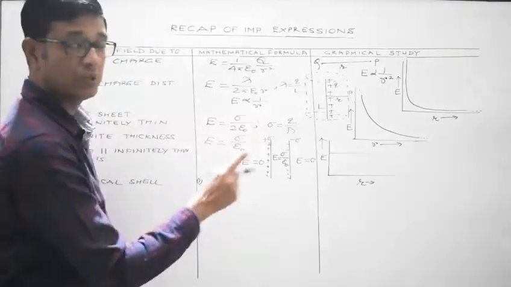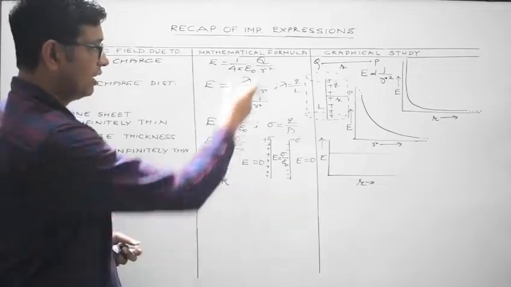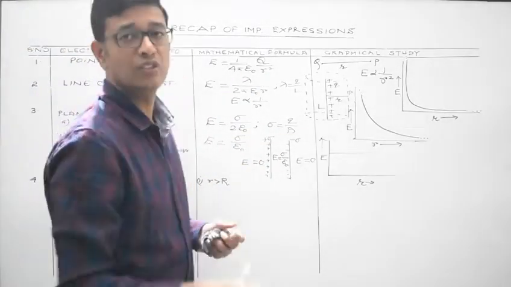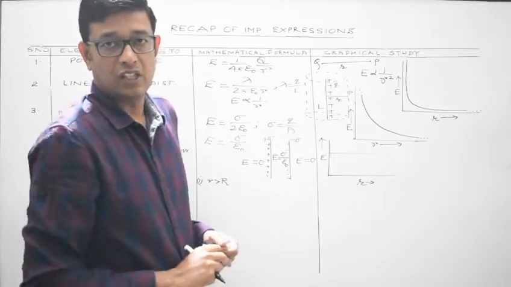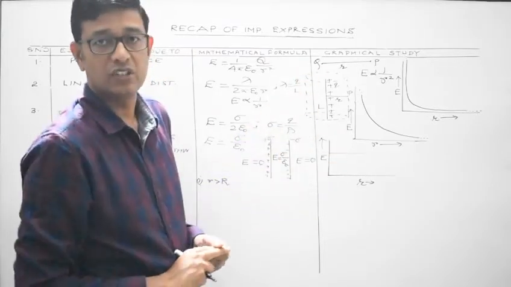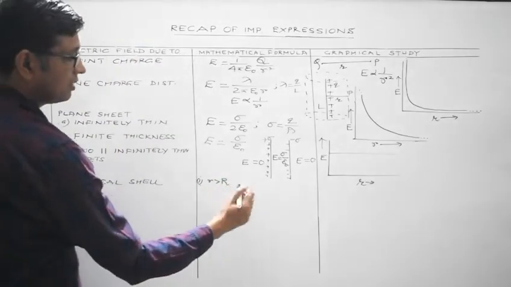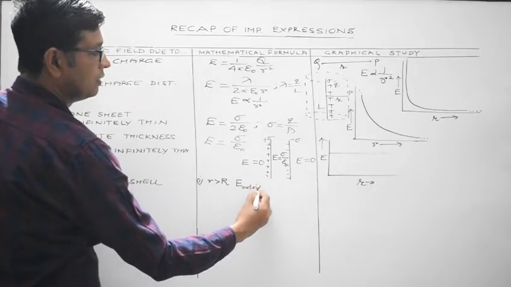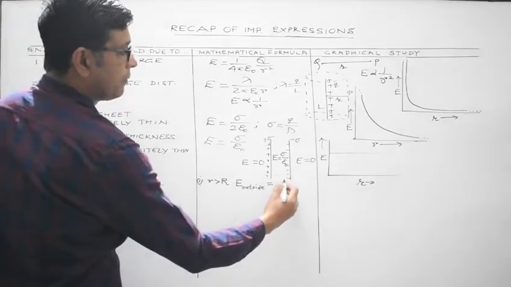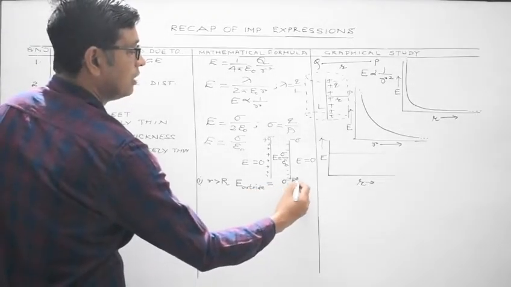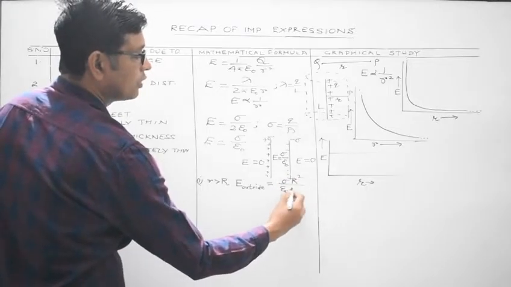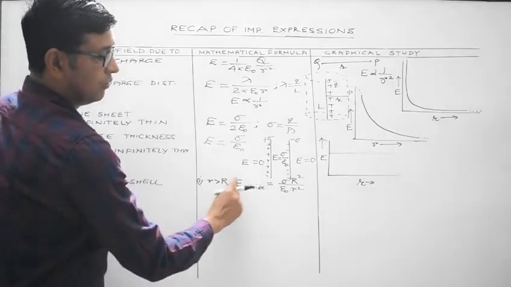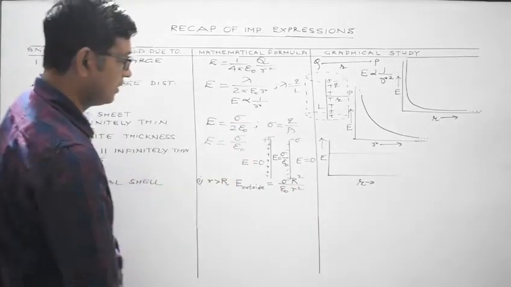Capital R was considered to be the radius of the spherical shell. Smaller r, as in the above cases also, we have considered to be the distance of the observation point from the charge distribution. In this case, from the center of the spherical shell, right? In this case, the electric field obtained at a point outside was sigma capital R square divided by epsilon small r square. So outside, it inversely varies as the square of the distance, right?